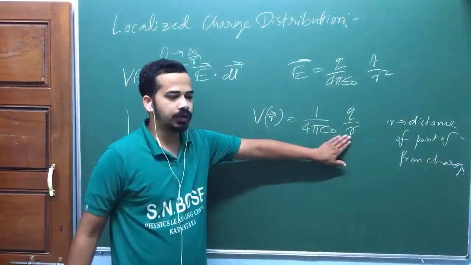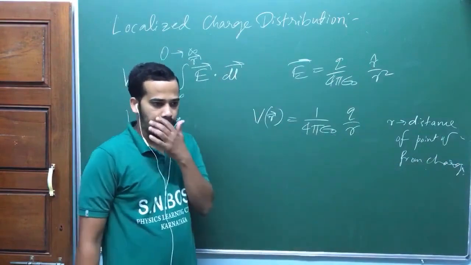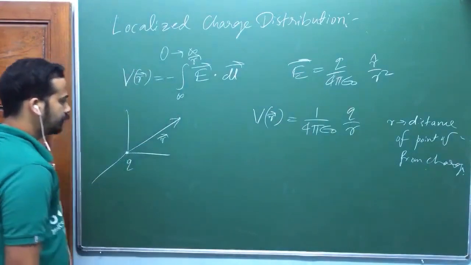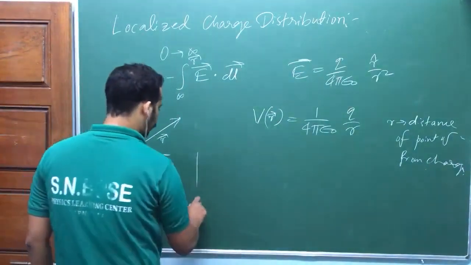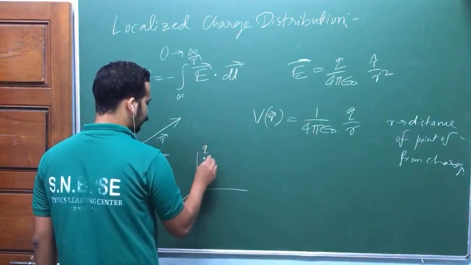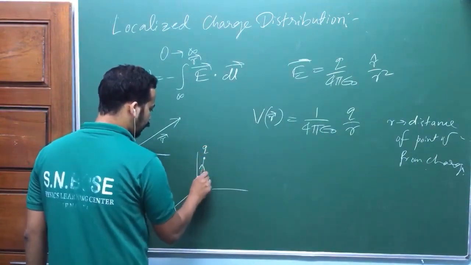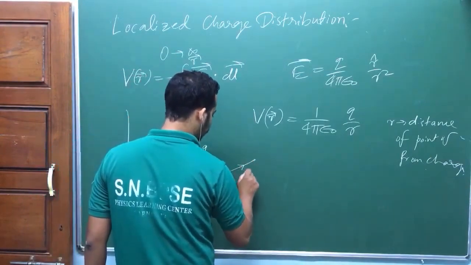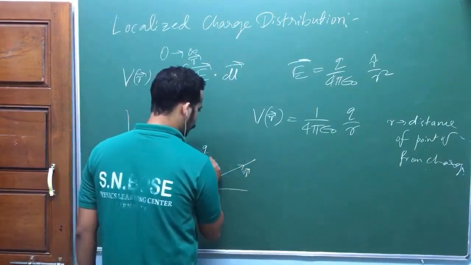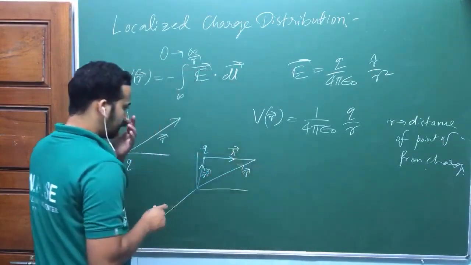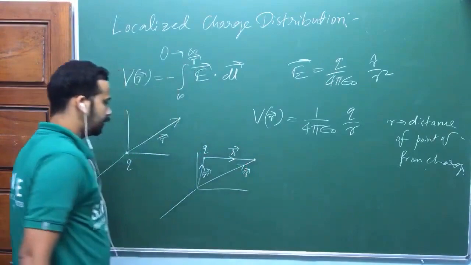So this is the distance from the charge, isn't it? Distance of the point where you are finding the potential from the charge. Now what I do is, I am going to place the charge somewhere else, somewhere here. I'll place charge Q here. I'll define R prime here. Is that okay? I'll define R here, and it's italic R.